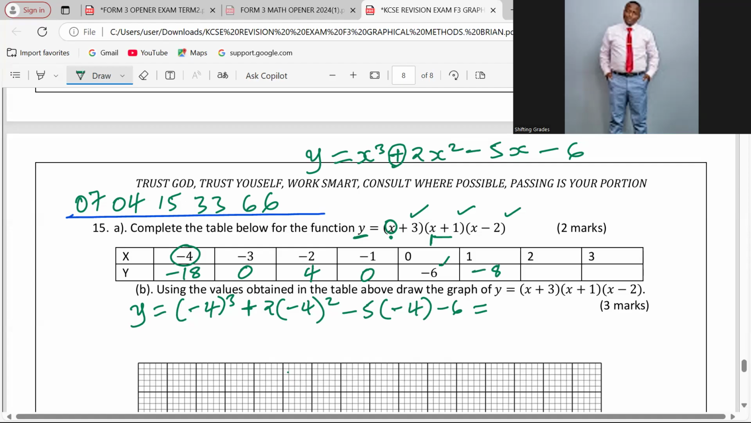What about at 2? 2 power 3 plus 2 into 2 power 2 minus 5 into 2 minus 6. So I'm getting 0 at that particular point. And finally, at 3, I'll be talking about 3 power 3 plus 2 into 3 power 2 minus 5 into 3 minus 6. I'm getting positive 24.